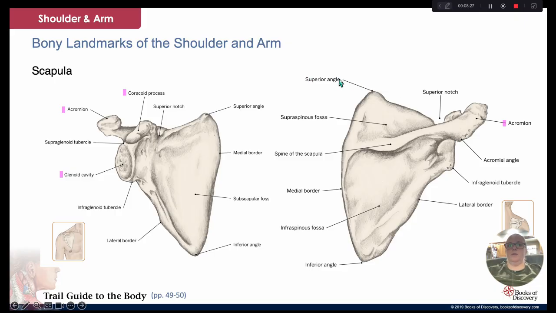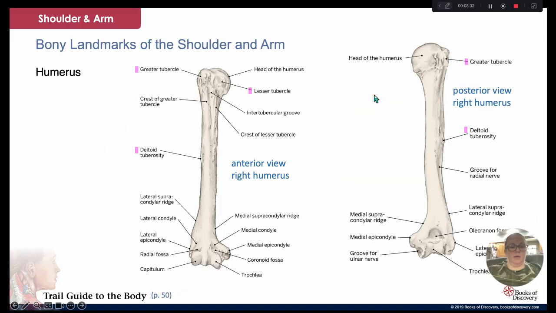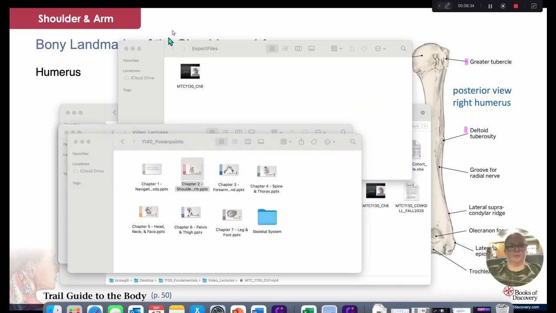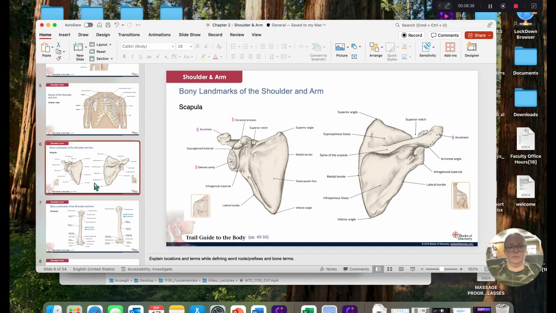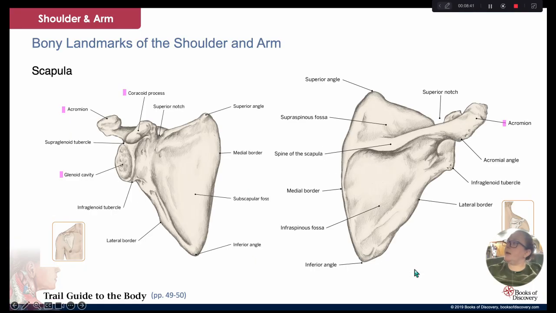Your superior angle is going to be on the top here. Just think it's, oops, here we go. I'm just messing things up. Hold on a second. All right, we're back at it.